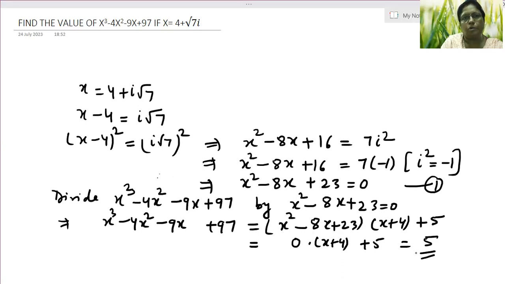So this is the complex problem based on complex numbers. Earlier, I told you some basic problems.